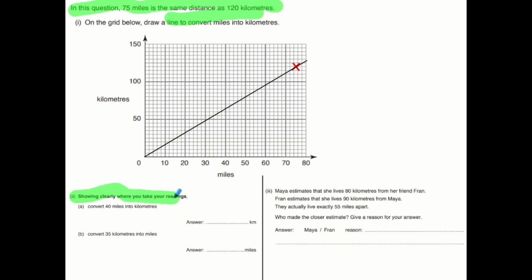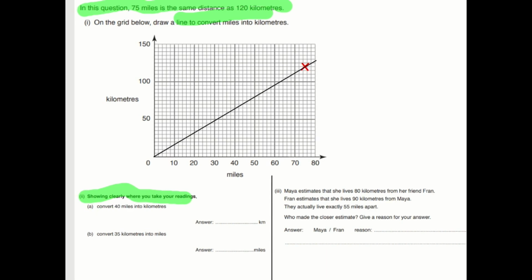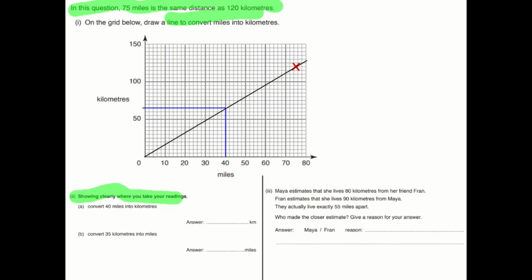Showing clearly where you take your readings, convert 40 miles into kilometres. So again, you need to get that ruler and pencil out and you need to go up at 40 miles and read across from your graph. You can see how important it is to get this coordinate correct and to get that line accurate, because all of the rest of your questions depend on that. So 40 miles into kilometres, well, that's 50, that is 65, okay, 65 kilometres.